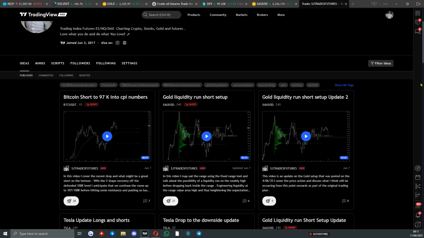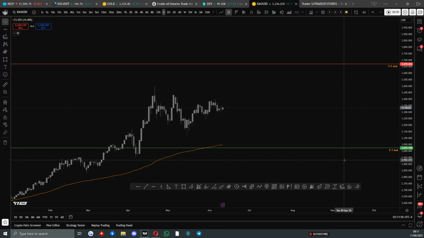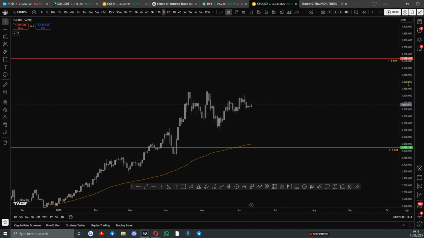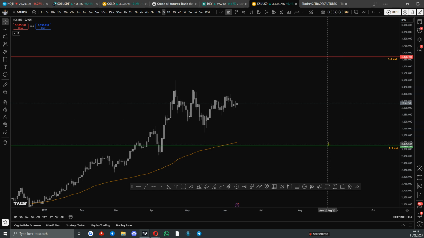What I'm about to show you today is more just levels that I want you to be aware of, in the eventuality that we get a violent move to the upside, downside, etc. They're just important levels to have on your chart. So you can see the green line, the red line, this is a one-to-one extension.